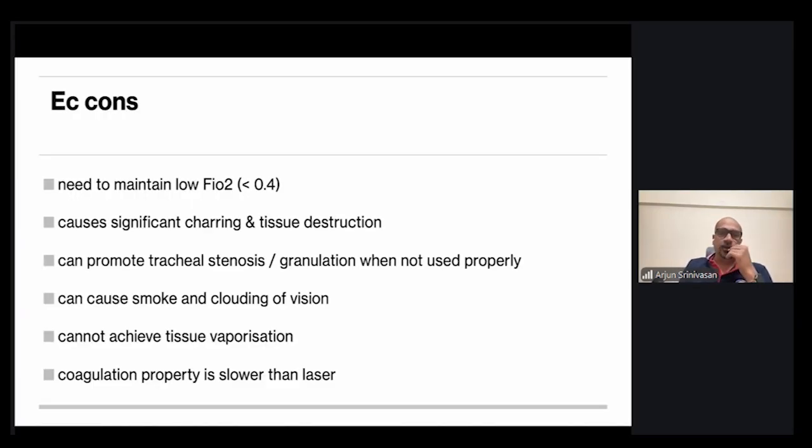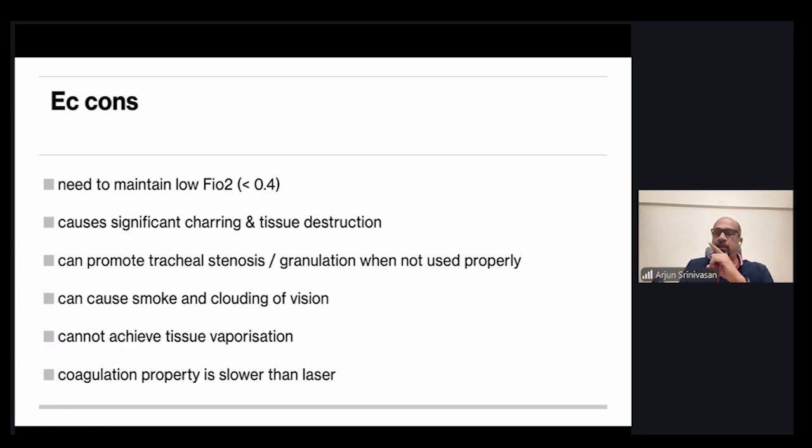The cons of electrocautery is you need to maintain low FiO2, it causes significant charring and tissue destruction, and can promote tracheal stenosis. Again, if you are not careful and if you are hitting the native trachea, not the granulation tissue, and if you use it excessively, you can actually cause more injury than what you are trying to treat. It can cause smoke, as well as clouding of vision. So you have to be careful.